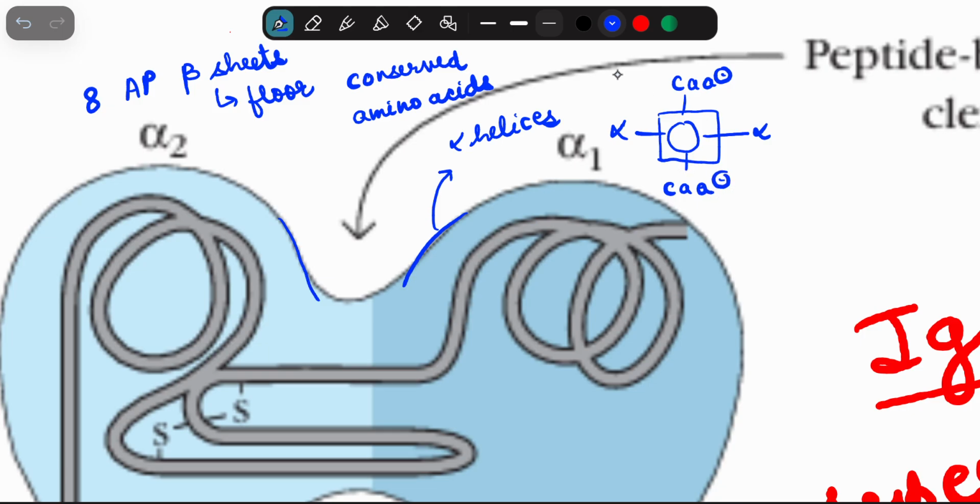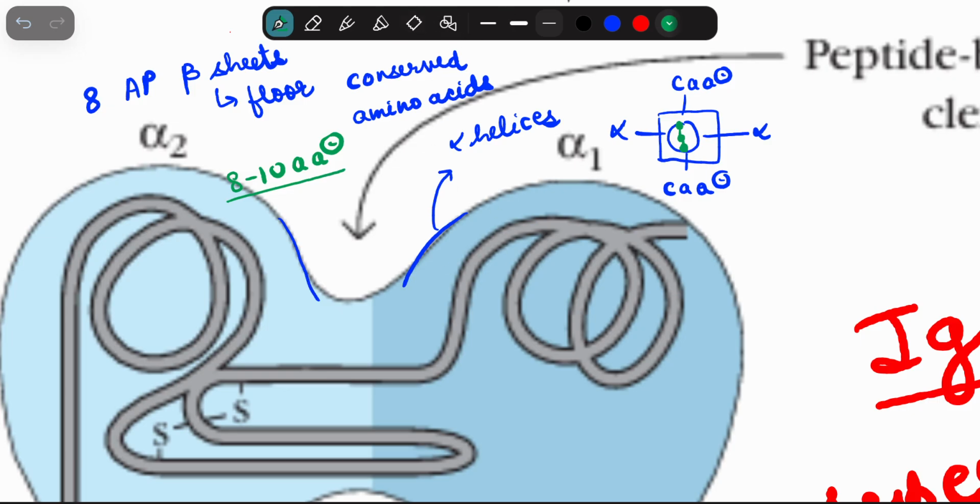We are looking from upside. Now the antigen has to come and bind here, it will be this way. And because the cleft is limited, the maximum length of antigen which can bind here is approximately 8 to 10 amino acids, not more than that. So only a very short peptide of antigen can come and bind to the cleft of the MHC class 1 molecule.